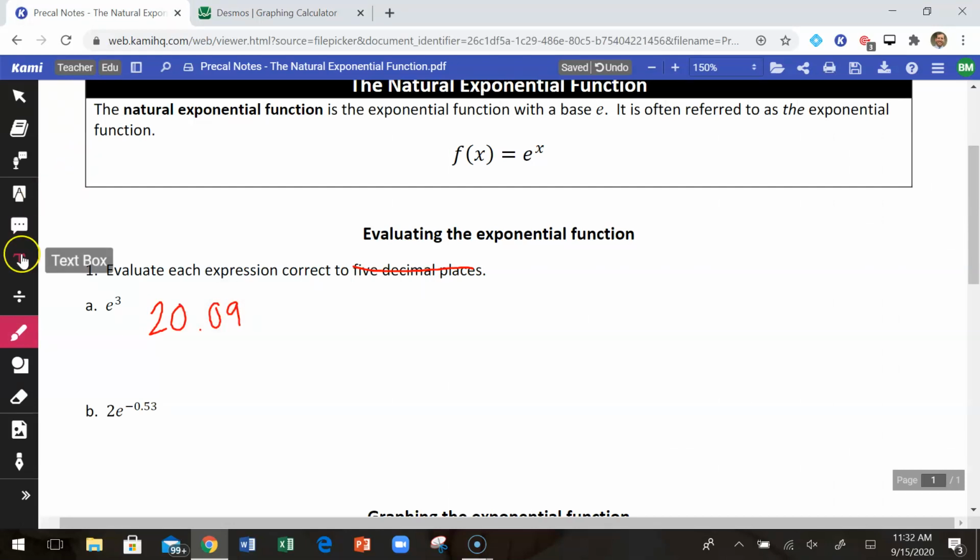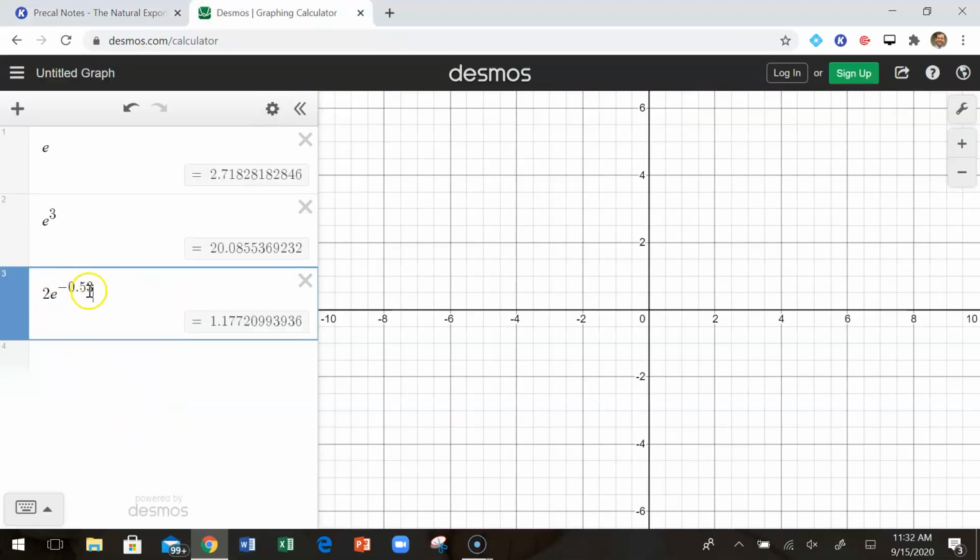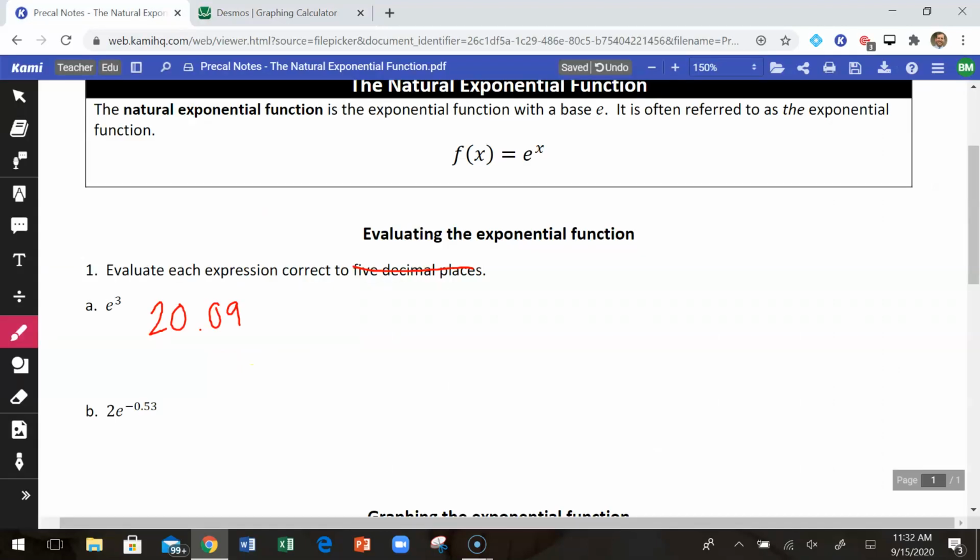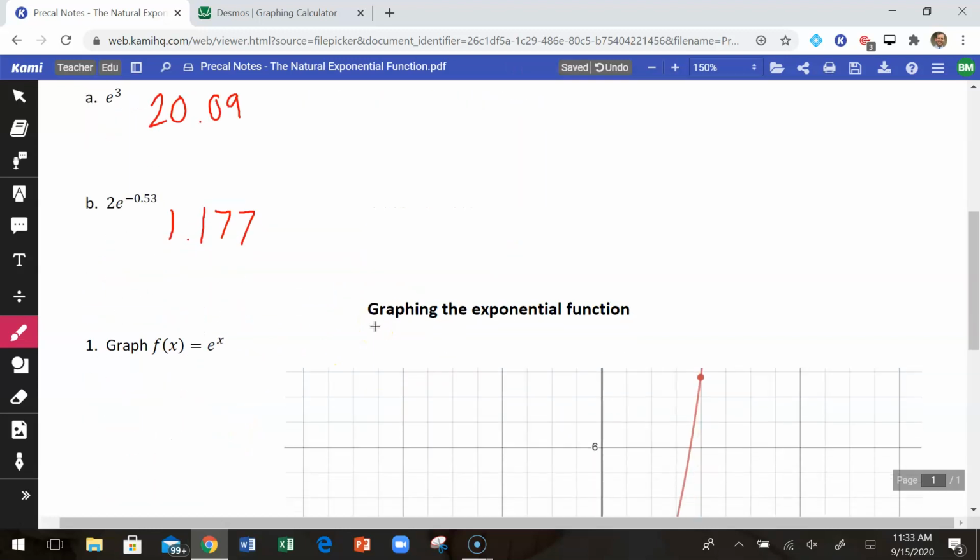And then 2e to the negative 0.53. Again, just plug that in. We get 1.177-ish. So again, you could evaluate those easily with a calculator.